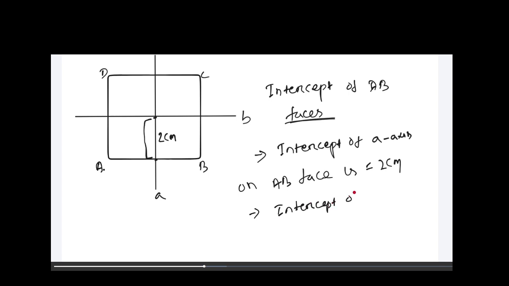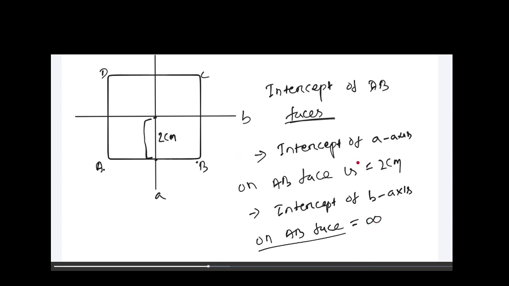The AB face is parallel to the B axis. That means the AB face and B axis will only meet at infinity, because two parallel lines meet at infinity. So the B axis will intersect the AB face at infinity. So the intercept of the B axis on the AB face will be infinity.